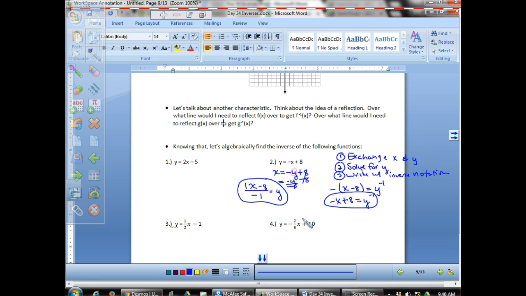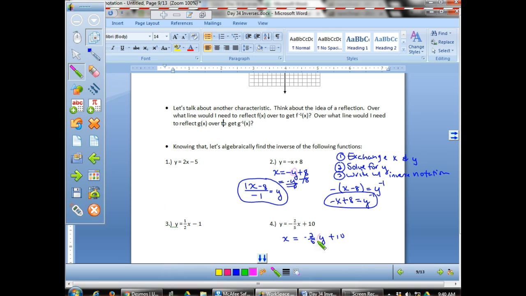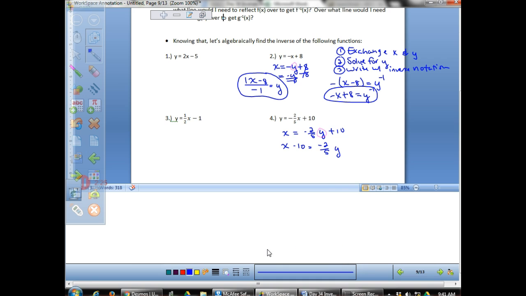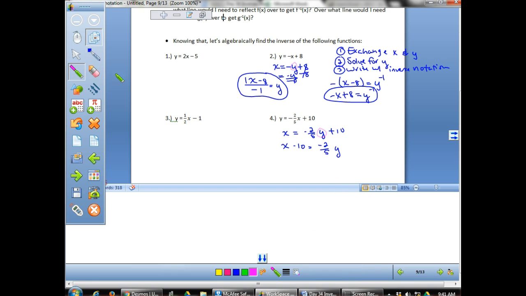Okay, let's do number 4 here. And you notice all 4 of these examples are lines. We're only dealing with lines today, and then we'll be introducing some more tomorrow. So I'm going to exchange x and y, and I'm going to solve for the y. So the first thing I'm going to do is subtract 10, so I end up with x minus 10 is equal to a negative 2/5 y. And whenever you have something where you have a fraction out front of what you're trying to solve or isolate, it's usually easiest to multiply by the reciprocal. So I'm going to do a -5/2.